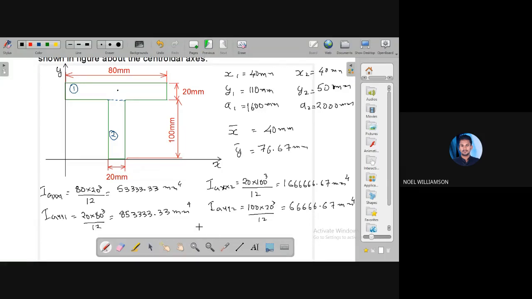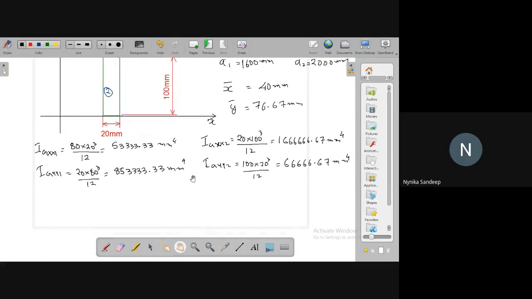Now what is the next step? Nainika Sandeep. Yes, sir. So what is the next step for this? H1x, H2x, and similarly H1y, H2y.